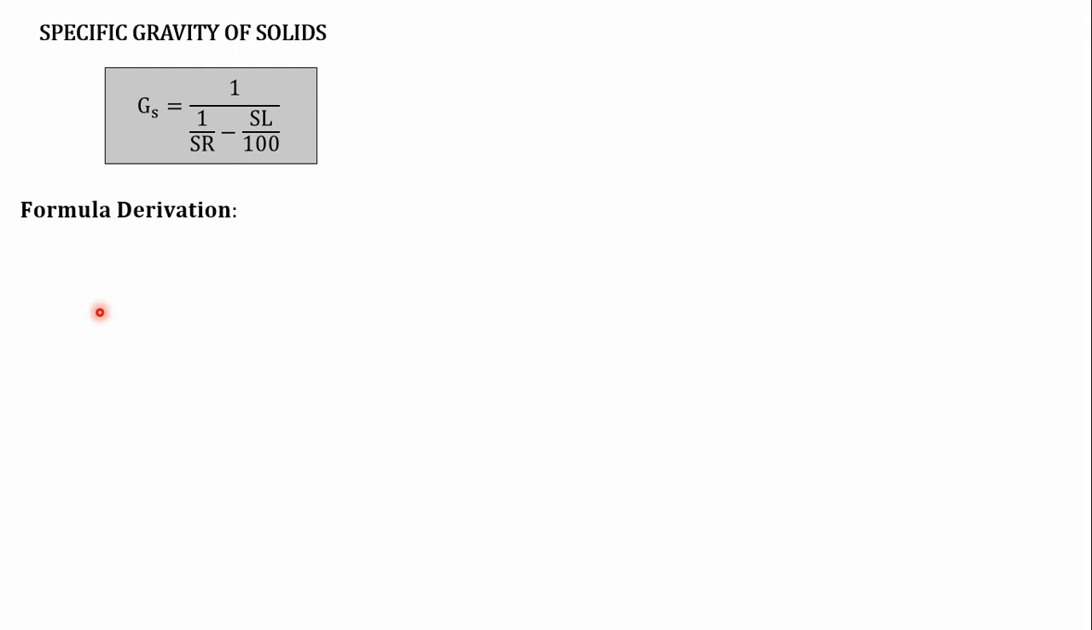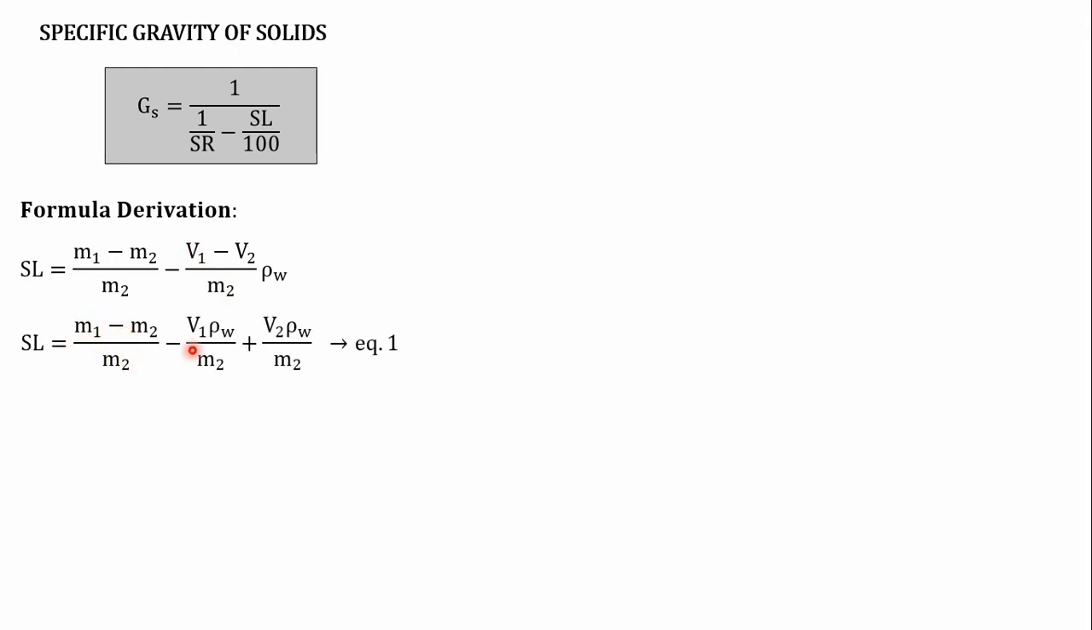So, magsimula tayo sa na-derive natin formula, class. We know that shrinkage limit is equal to (M1 minus M2) divided by M2 minus (V1 minus V2) divided by M2 times the density of water. Okay? So ang gawin ko, class, is separate ko to. Masisimplify pa yan, kasi itong term na to, class, masiseparate pa to. So therefore, SL is equal to (M1 minus M2) divided by M2 minus V1 times the density of water divided by M2. That is, ito yan, class, V1 divided by M2 times the density of water. So then, negative times negative, that is positive, and V2 times density of water divided by M2. And let that be our equation number 1.